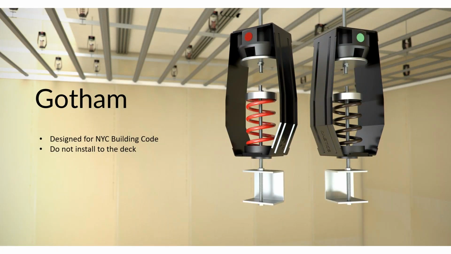Next, we have the Gotham hanger. This was specifically designed, started out anyway, for our reps in New York City, where you can't use wire tie, but they wanted that rubber element and some of the other configurations. You can't install this directly to the deck because you basically will short out this element right here. Once this touches the deck, this really doesn't serve any purpose. So you have to keep it down from the deck.